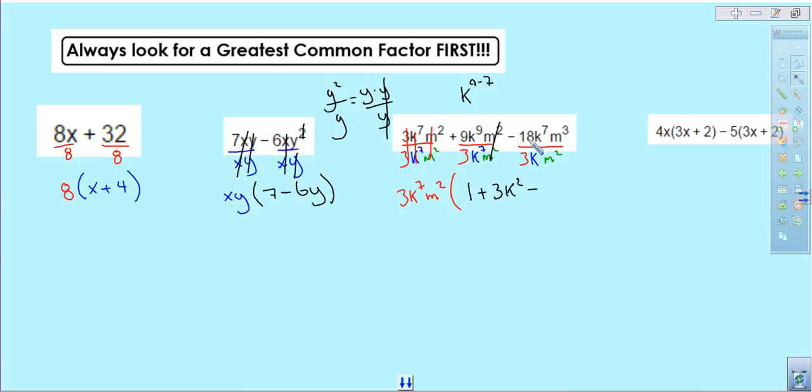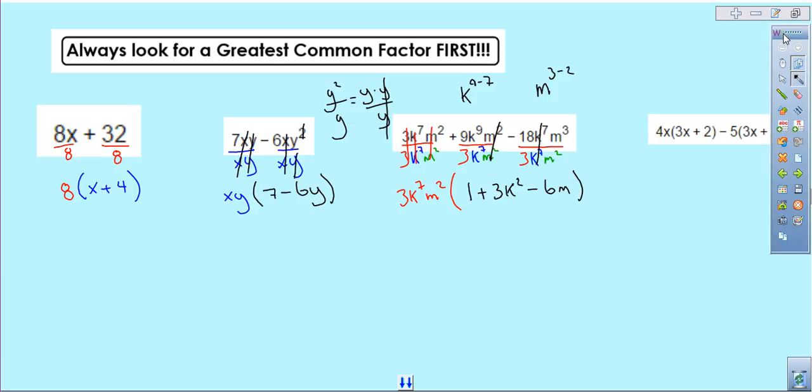Minus 18 divided by 3 is 6. K to the 7th on top, k to the 7th on the bottom, so those cancel, and then I have m cubed, and I subtract those exponents, and I find out that I have 1 m left on top. Alright, so that's greatest common factor.